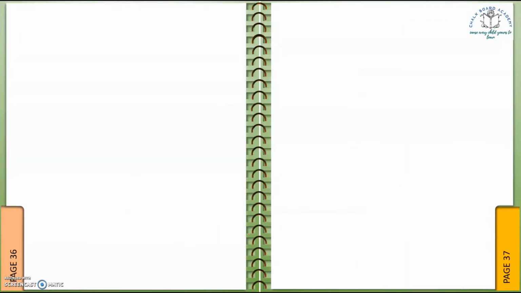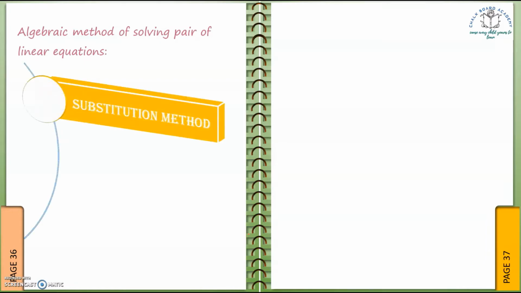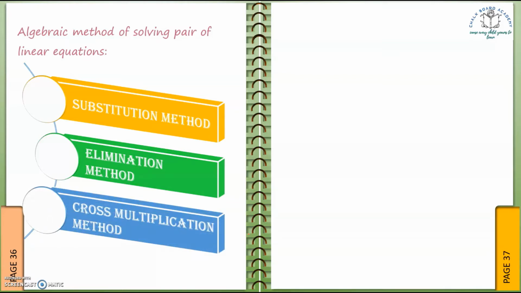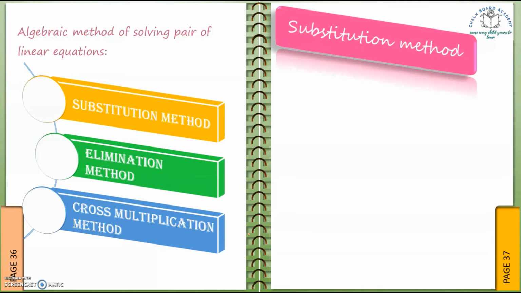So let's begin with today's topic. So here we have methods. To find out the solution for linear equations, we have three methods. First one is the substitution method, where we take one variable and substitute it with another one. Then we have the elimination method. In this method, we eliminate one variable between the two equations and find out the value of the other one. Then we have the last one, that is cross multiplication. Here we have a little tricky method, but we cross multiply to find out the values of x and y. So let's begin with the substitution method.